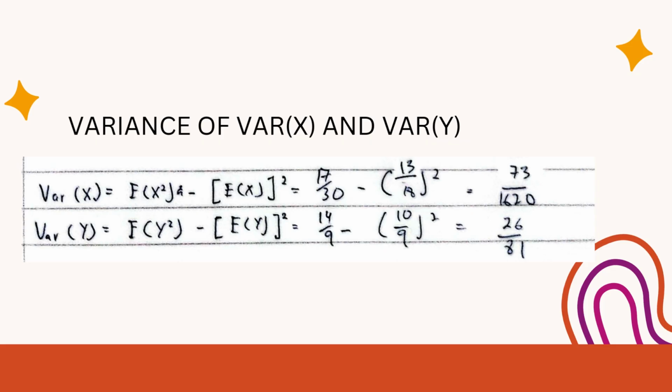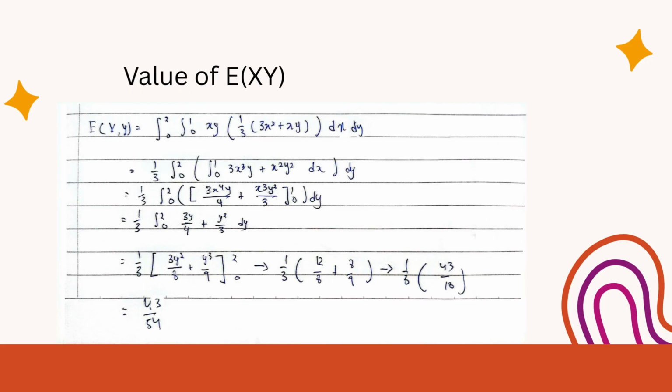After we find E(x squared) and E(y squared), we can finally calculate the variance for x and y. For variance of x, we put the values into the equation and we get the answer 73/1620. Same goes for variance of y, where the answer is 26/81. After we get the variance for x and y, now we need to find the covariance.